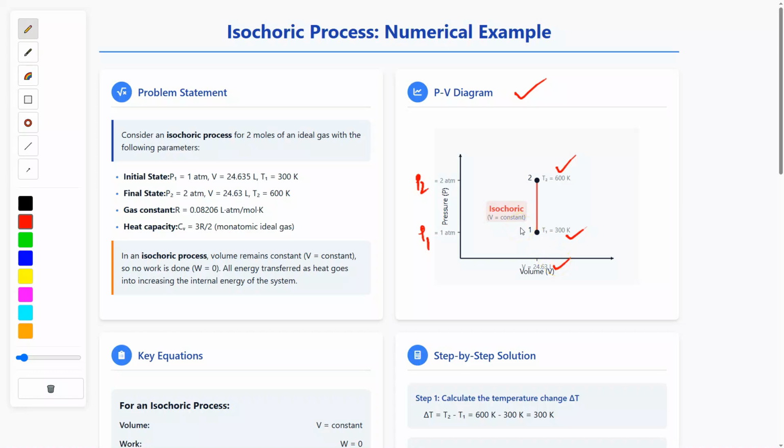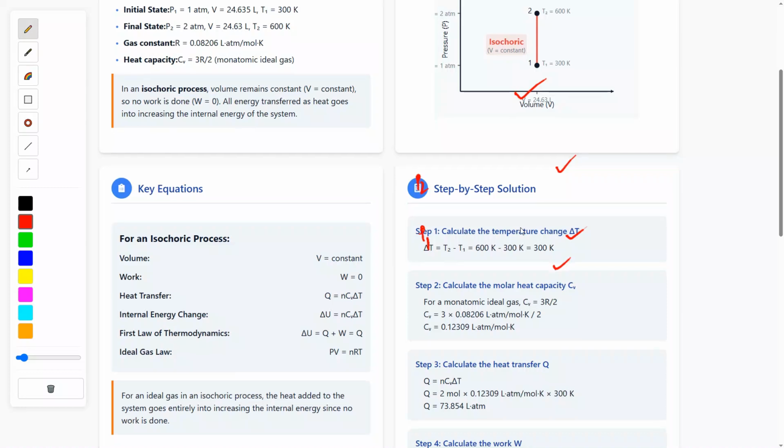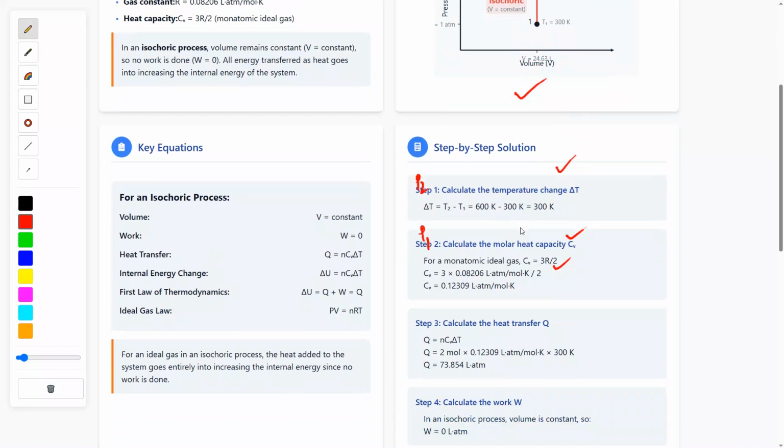Now before going to do the problem, here are the key equation. So for isochoric process volume is constant, so W is 0 and heat transfer Q is nothing but nCV del T and internal energy change, that del U is equal to nCV del T. And first law of thermodynamics, del U is equal to Q plus W, and PV is equal to nRT.